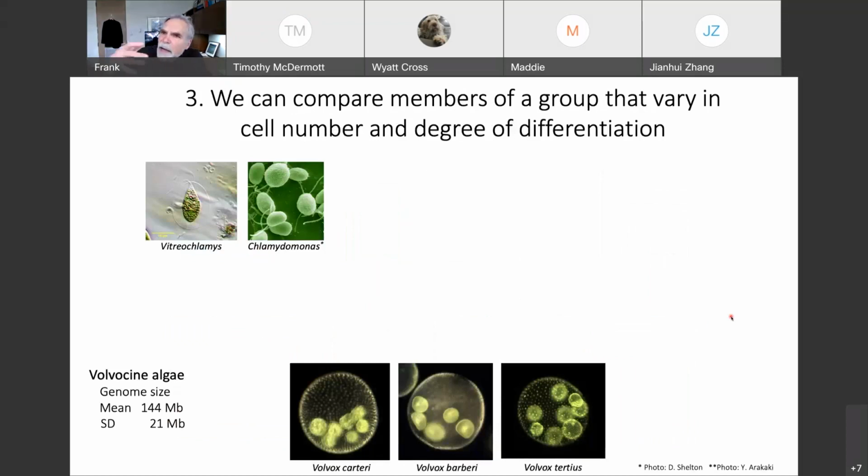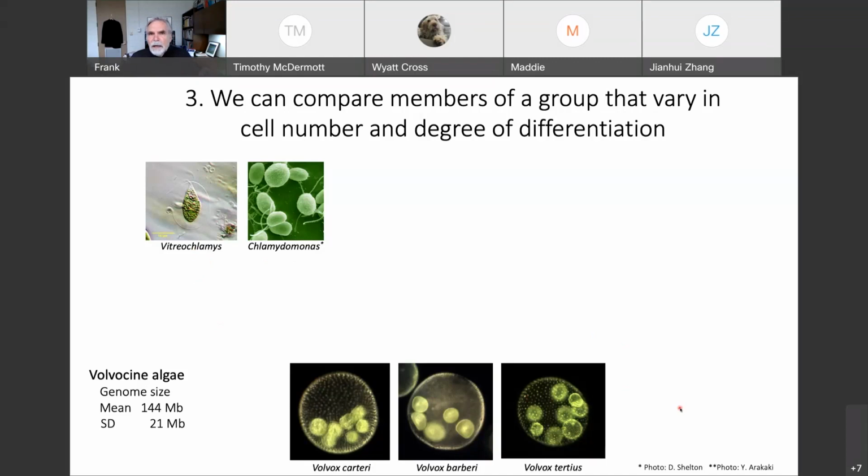Now, a variation on this, which has proved to be really interesting in a number of different clades, is we can compare members of a group that vary in cell number and degree of differentiation. So in that slide from Grosberg and Strathmann, I pointed out that there were some clades, like in the chlorophyte algae, where you had groups that had both unicellular and multicellular forms. And this is true in the freshwater volvocine algae, which include things that are single cell, like Vitreochlamys and Chlamydomonas, and these complex multicellular colonial forms that are in the genus Volvox.